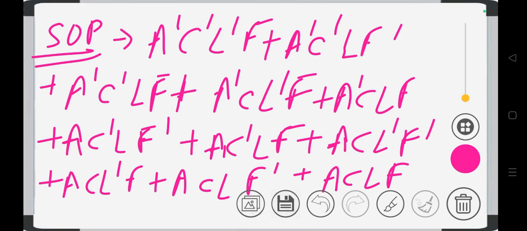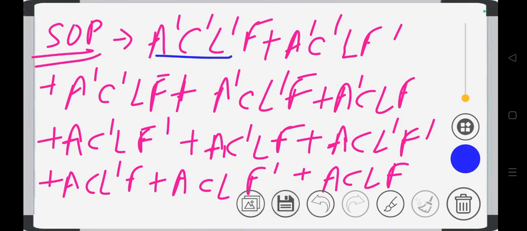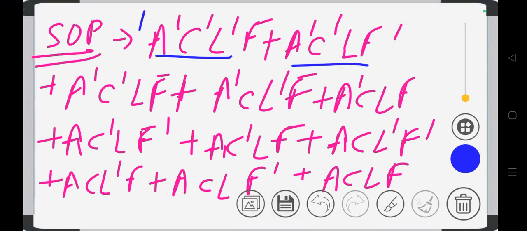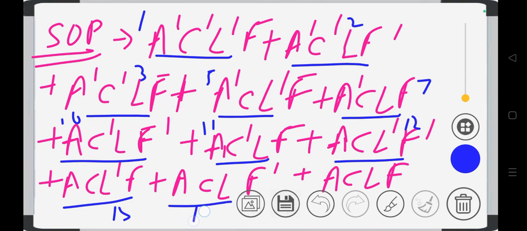I will just mark it down so it will be easy for you guys. So see, this is the first term, right? Okay, this is the second one, just on top of it. This is the third one. This is the fifth one. This is the seventh one. This is the 10th, 11, 12, 13, 14, 15th.